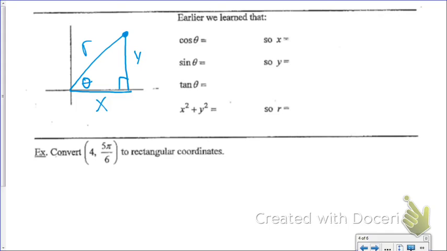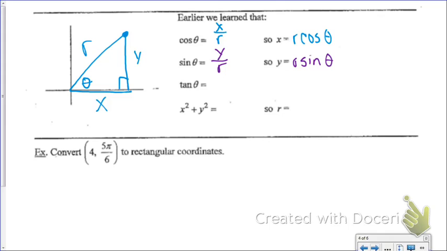The cosine of theta is my adjacent over my hypotenuse. If I want to solve that equation to get x by itself, I could pretty easily. I can just multiply both sides by r, and I get that x equals r cosine theta. I can do the same thing for sine. It says that sine is my opposite over hypotenuse. If I want to get y by itself, just multiply both sides by r, or cross multiply, and I get that y equals r sine theta.